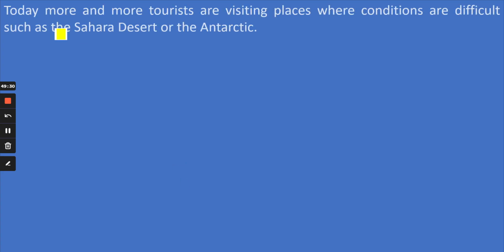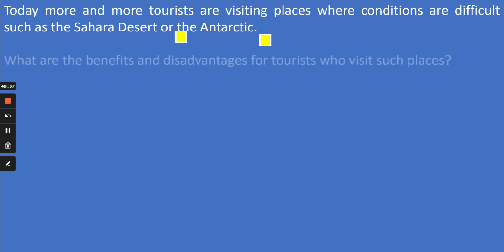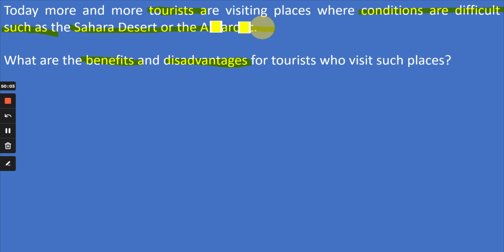One more example. Today, more and more tourists are visiting places where conditions are difficult, such as the Sahara Desert or the Antarctic. What are the benefits and disadvantages for tourists who visit such places? So this is an advantages and disadvantages question. I hope you know that there are 4 types of questions in advantages and disadvantages, and I think you know this is type 1, right? So today more and more tourists are visiting places where conditions are difficult, such as the Sahara Desert or the Antarctic.